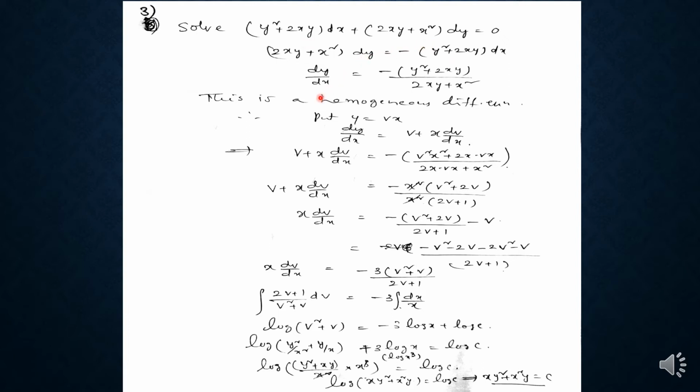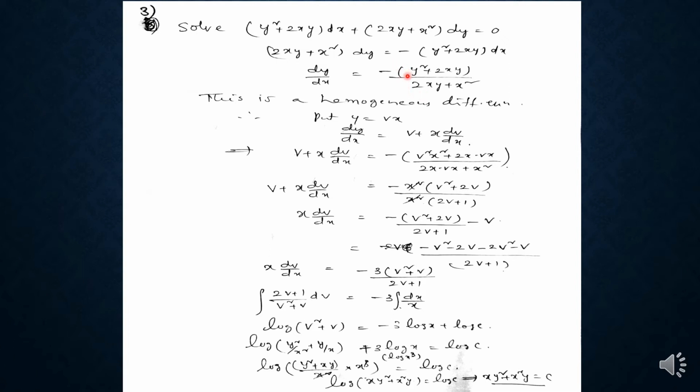To check whether it is in homogeneous form, we can check like this: (2xy plus x square) dy is equal to minus of (y square plus 2xy) dx. Dy by dx is equal to minus of (y square plus 2xy) by (2xy plus x square). Now the function dy by dx is equal to some function f of x, y by g of x, y. So check whether it is homogeneous or not.